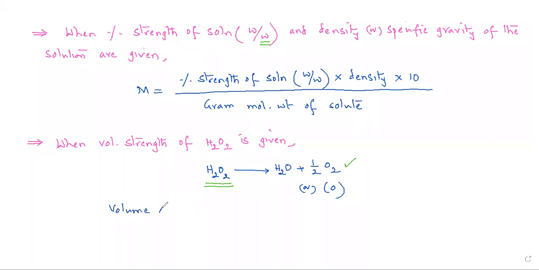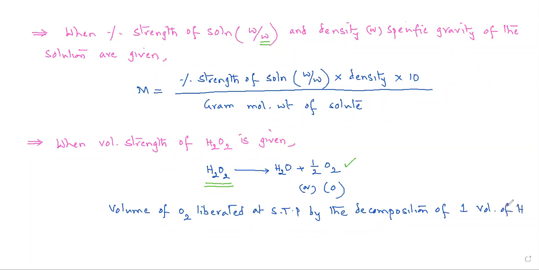In general, we say that it is the volume of oxygen liberated at STP by the decomposition of one volume of hydrogen peroxide. Remember, this one volume is constant, but the volume of oxygen changes. Let me give you an example. Say 10 volumes hydrogen peroxide.